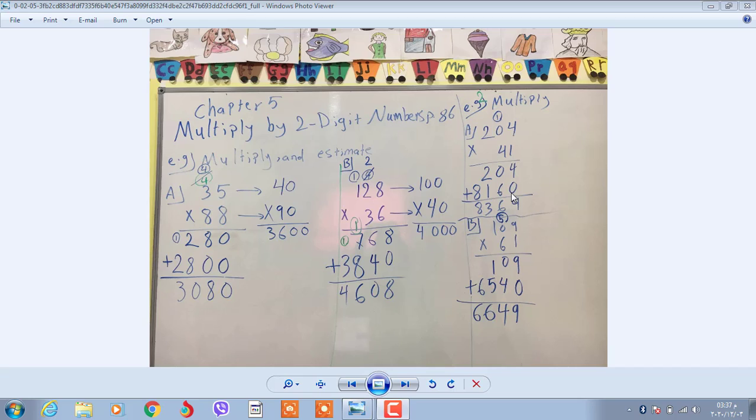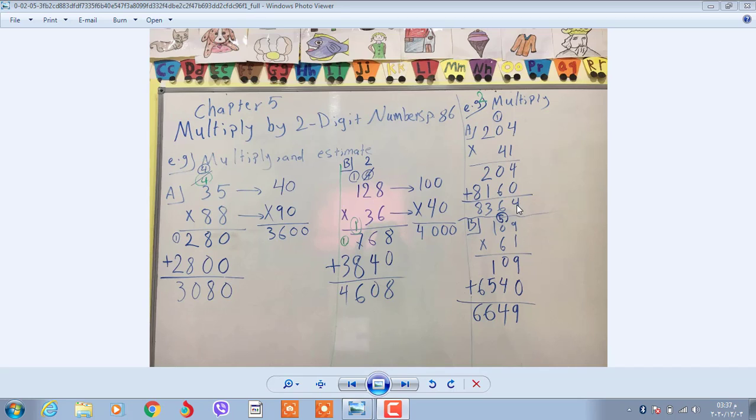And for the tens, first write down 0. And 4 multiplied by 4 equals 16. Write down 6 and carry 1 to the next. 4 multiplied by 0 equals 0, plus 1 equals 1. 4 multiplied by 2 equals 8. And we need to add both answers.